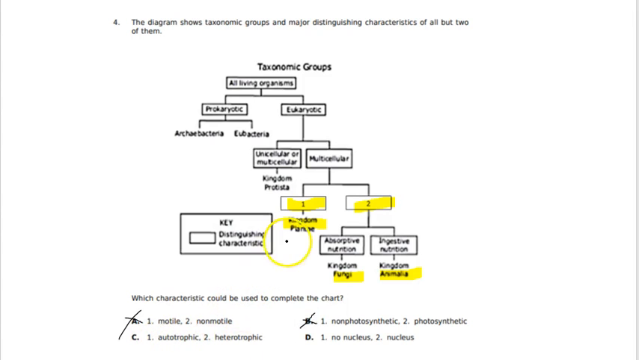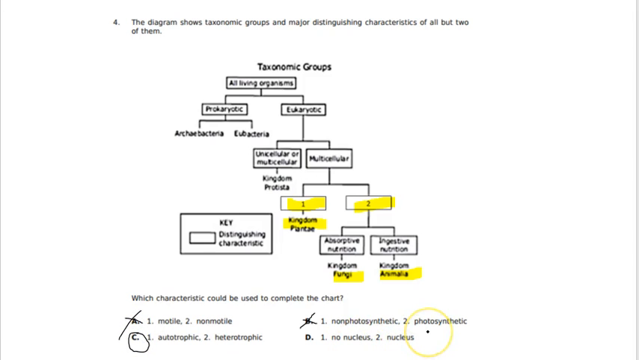Autotrophic. Well, that's pretty good, right? Kingdom Plantae, we know plants make their own food, so they would be autotrophic. And then fungus and animals, remember fungi are decomposers, so they actually are heterotrophic. They have to consume something to get energy. Same thing with animals. So plants are autotrophic, fungus and animals are heterotrophic. That's probably our answer, but let's look at the last one here.